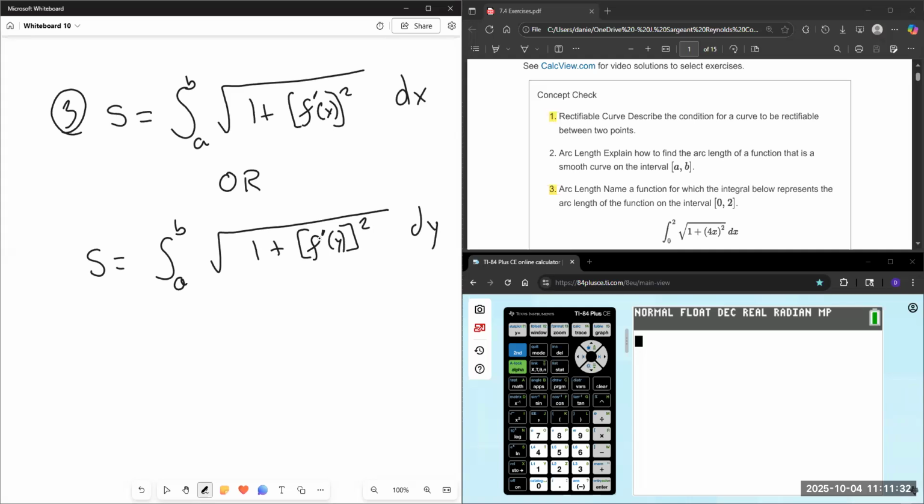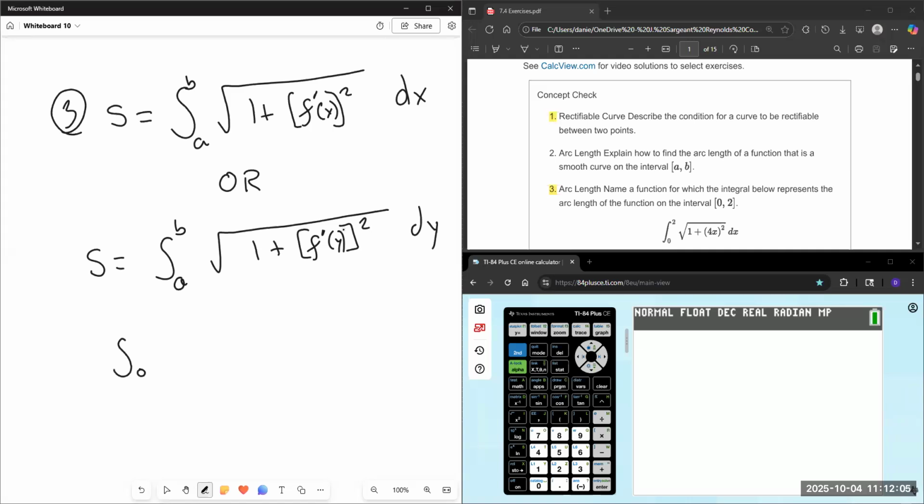So if y is equal to f of x, then we want 1 plus the derivative of f of x squared inside the square root sign, inside the integral from a to b, and integrate that with respect to x. If x is a function of y, we want the integral from a to b of the square root of 1 plus f prime of y squared dy. So now let's look at question number 3.